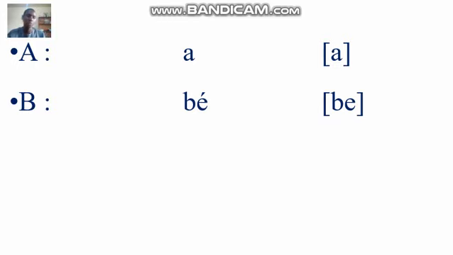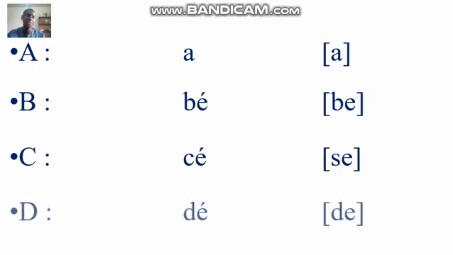Now back to what we're dealing with in this video. We're talking about this alphabet. The next one is C. The next one is pronounced as day, like day. What day is this? Today is Monday, tomorrow is Tuesday, next one is Wednesday. Day.